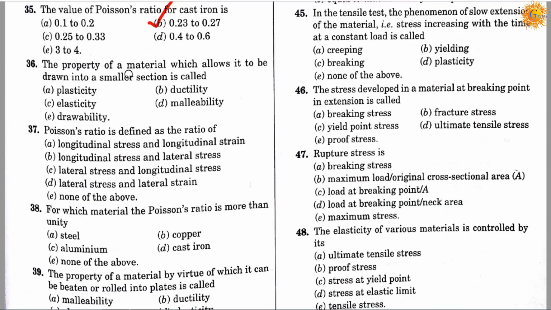Question number 36. The property of a material which allows it to be drawn into a smaller section is called: option A, plasticity; option B, ductility; option C, elasticity; option D, malleability; and option E, drawability. Correct answer is B. It's called ductility.